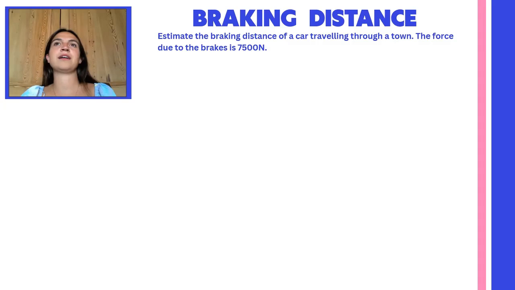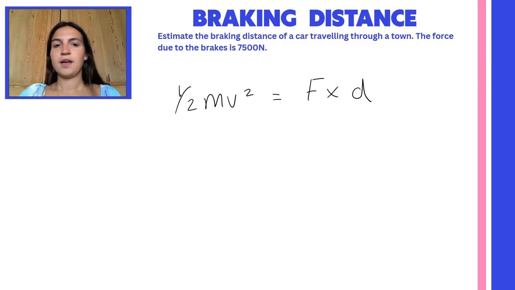So in other words, the kinetic energy that your car starts with is going to be equal to the work done by that braking force over that distance it takes for your car to stop. So I have my equation for kinetic energy, half times mass times velocity squared, is equal to my equation for work done, braking force times distance.